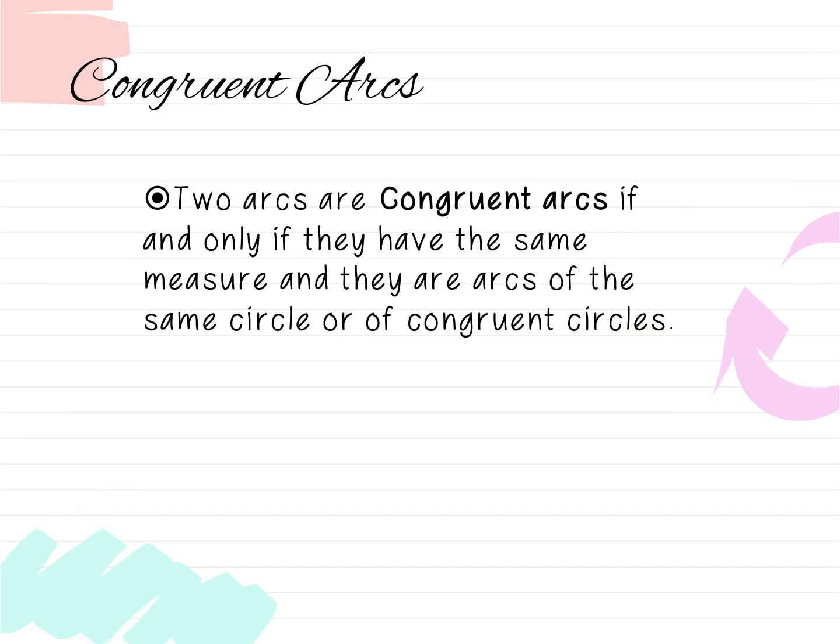All right, congruent arcs. Two arcs are congruent arcs if and only if they have the same measure and they are arcs of the same circle or of congruent circles. So they have to be the same measure and they have to be the arcs of the same circle or congruent circle. That's congruent arcs.